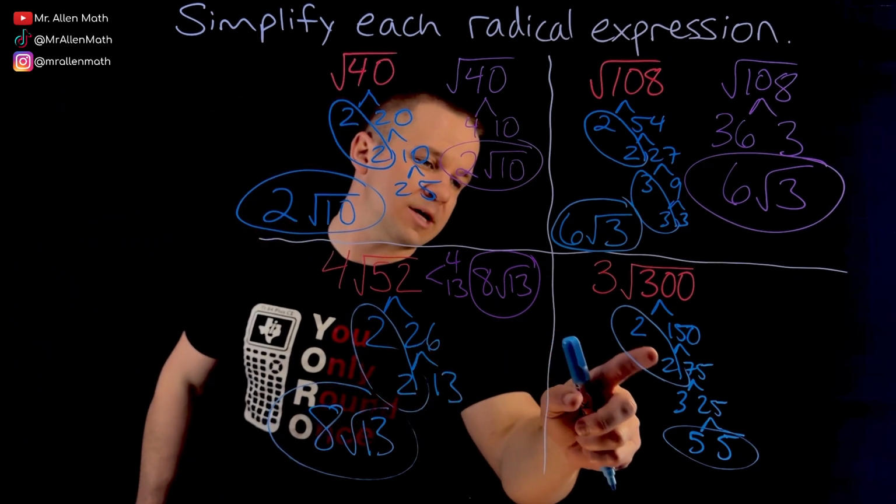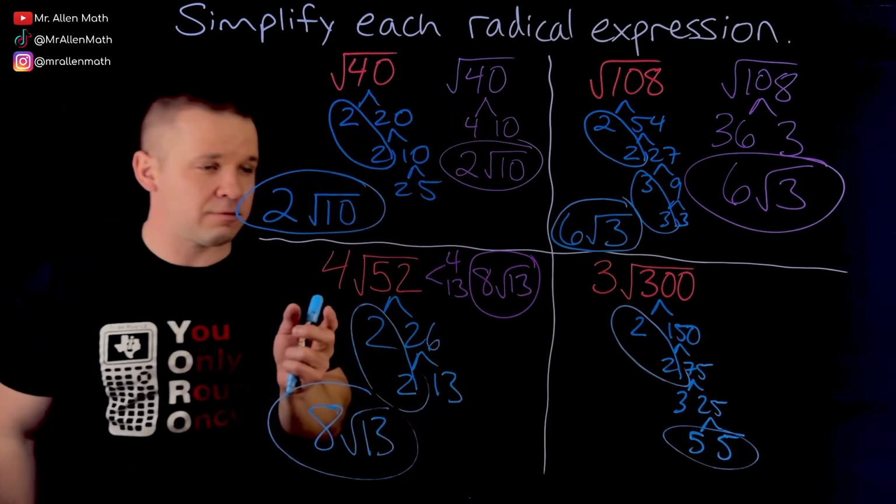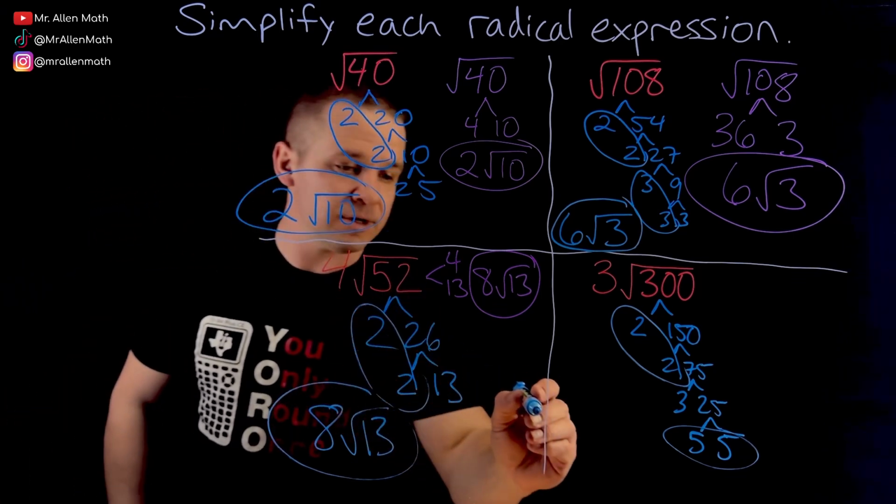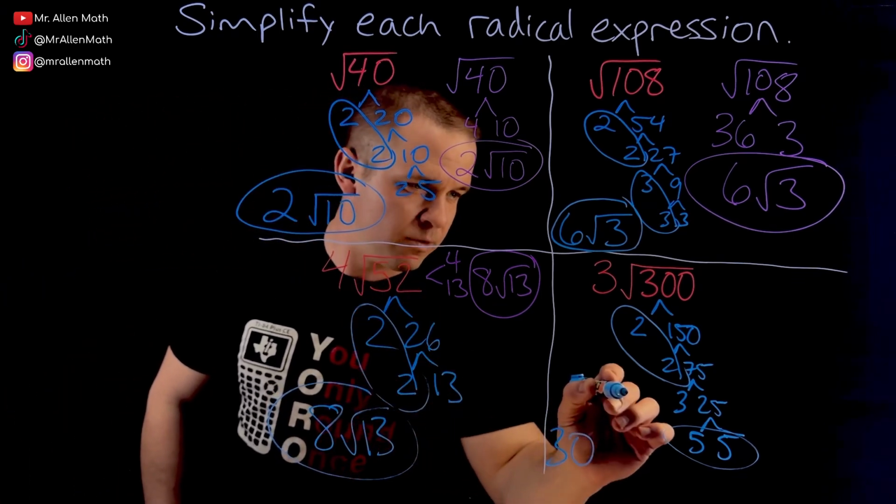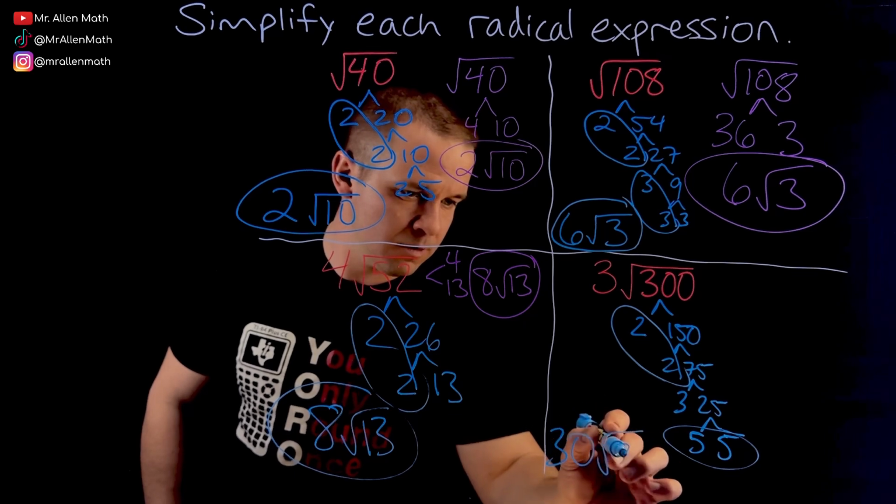So now I have 2 comes out, 5 comes out, all that multiplies to the 3. 2 times 5 is 10, times 3 is 30. And then what's left in here? Just the 3, root 3.